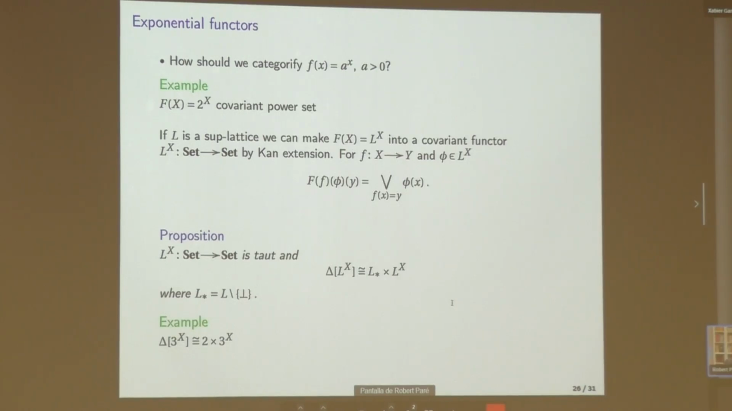Now, for example, if you take 3 to the x, I'm thinking now of 3 as a totally ordered finite set, so it's a sup lattice. And its difference is then 2 times 3 to the x, something that you could also calculate algebraically very easily.